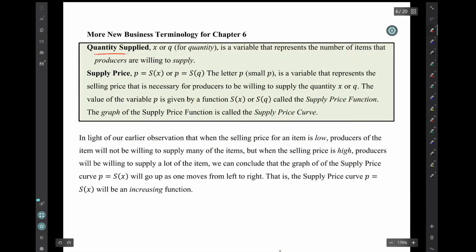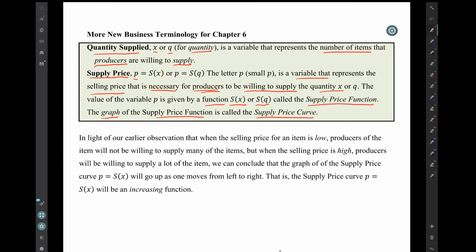So what I will call the quantity supplied, and I'll denote by either an x or a q for quantity, is a variable that represents the number of items that producers are willing to supply. And the supply price, denoted by little p, is a variable that represents the selling price that's necessary for producers to be willing to supply the quantity X or the quantity Q. The value of that variable is given by a function denoted capital S of X or capital S of Q. I'll call this the supply price function. The graph of the supply price function is called the supply price curve.